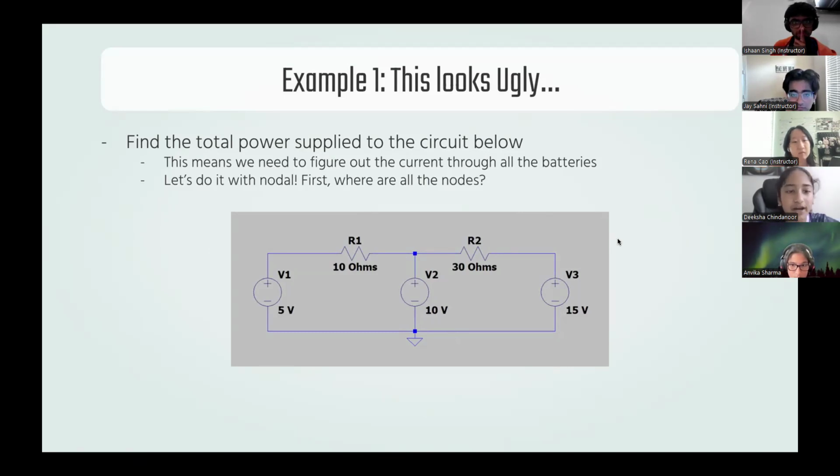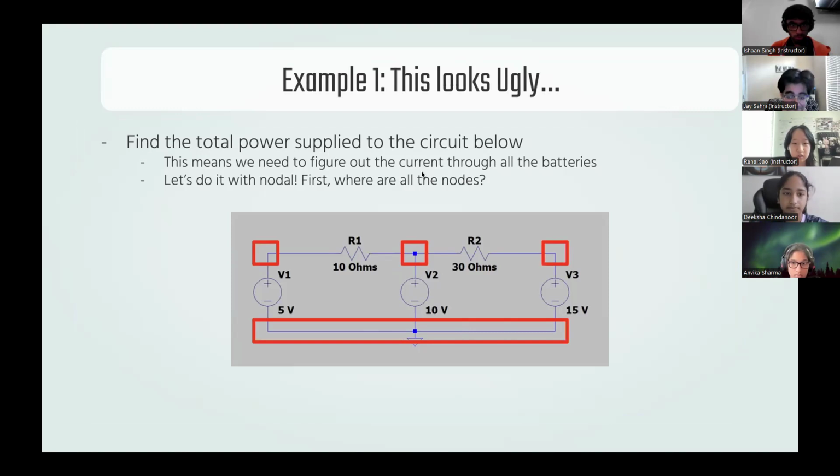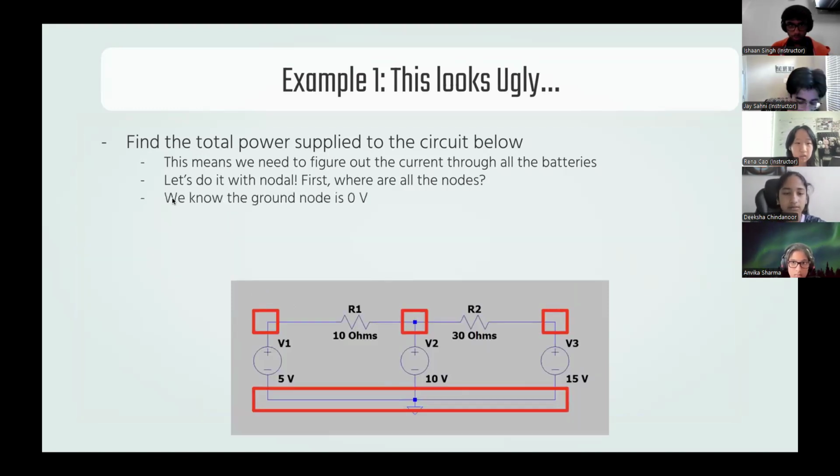So I see one node from V1 to R1, and then another one from R1 to R2, and then the third one's from R2 to V3, and then from V3 back to V1. Yeah, exactly. Because those are where all the voltage differences are. And we already know the ground node is 0 volts.